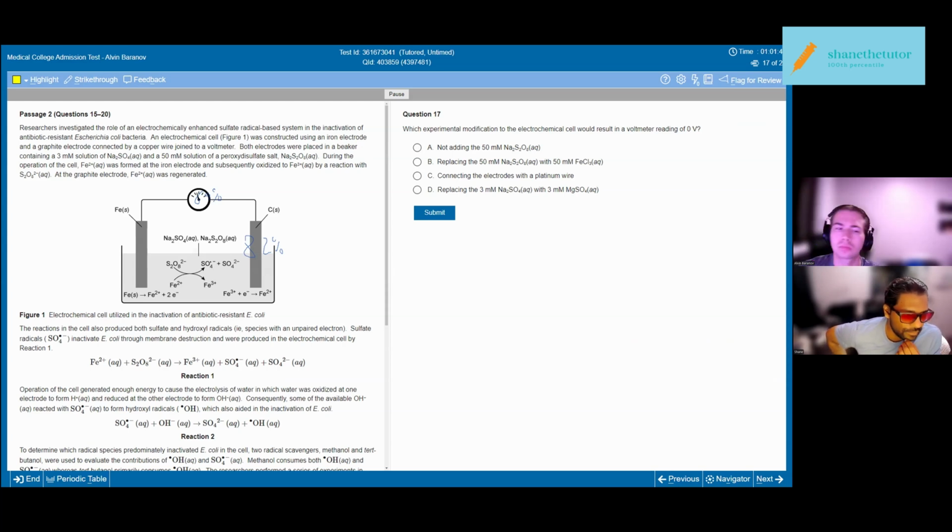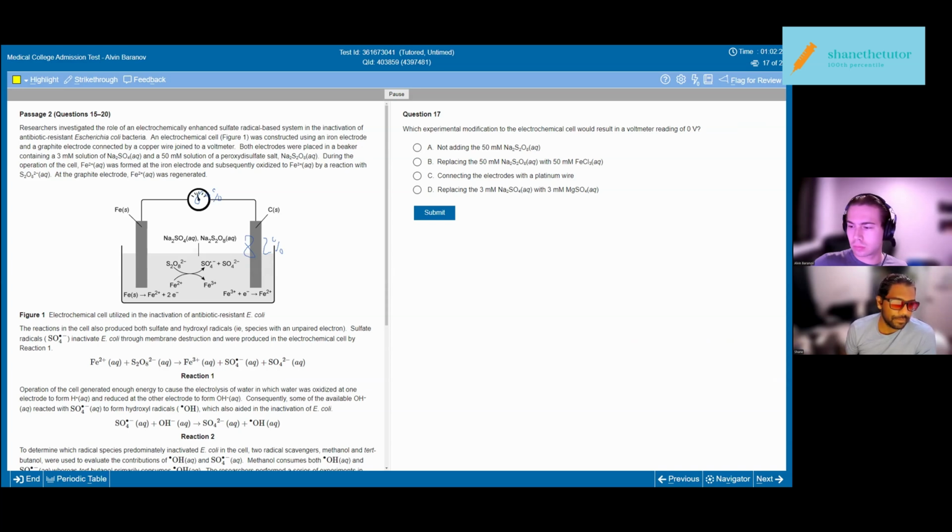Researchers investigated the role of an electrochemically enhanced sulfate radical. Do you know what that means? Radicals have one electron. Yeah, that's really it. ROS, reactive oxygen species, and antioxidants, can't forget that. In the inactivation of antibiotic resistance E. coli bacteria, an electrochemical cell, figure 1, was constructed using an iron electrode and a graphite electrode.